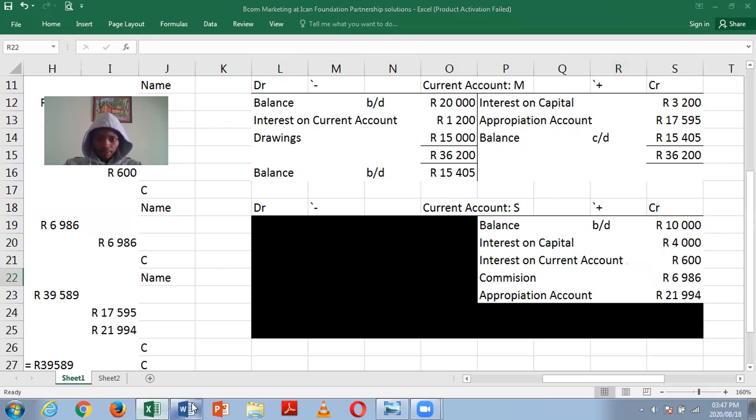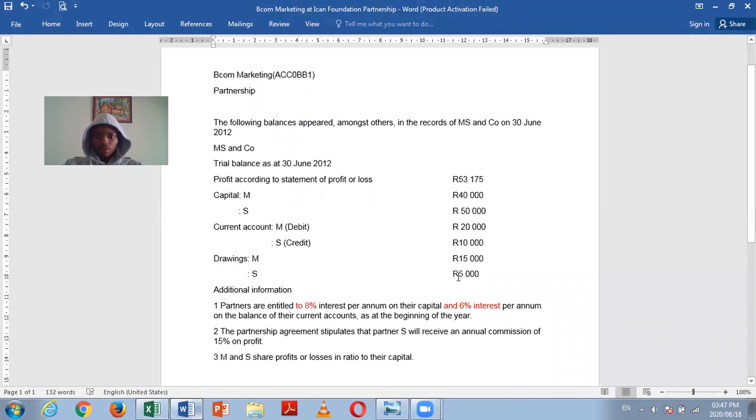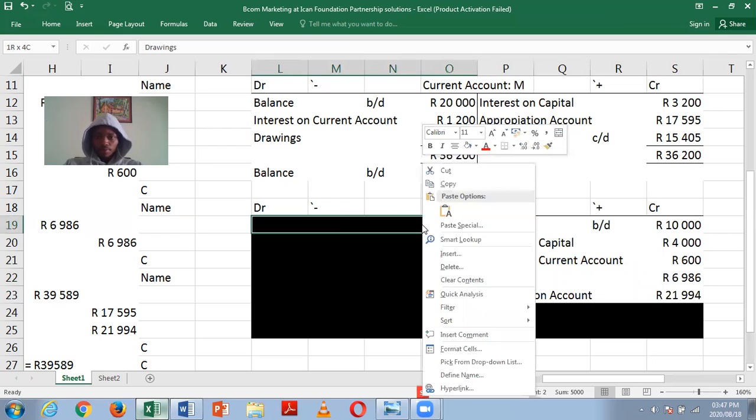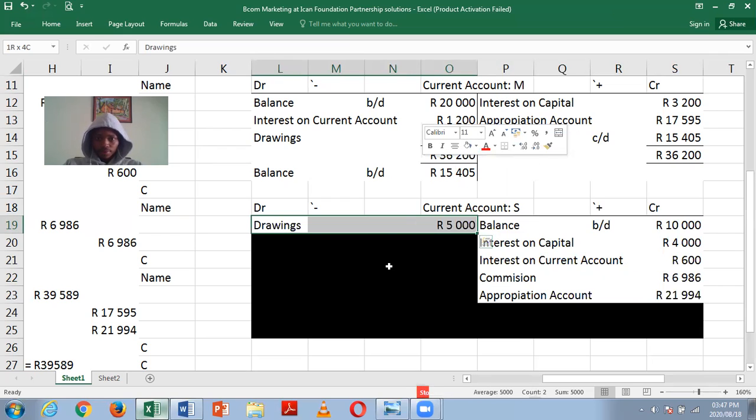So partner S had what? Had drawings, which is 5,000. So we need to recognize the drawings. For those drawings, it's a decrease in equity. We need to decrease our equity on the debit side of the current account, right? Okay, do you have anything else for partner S?